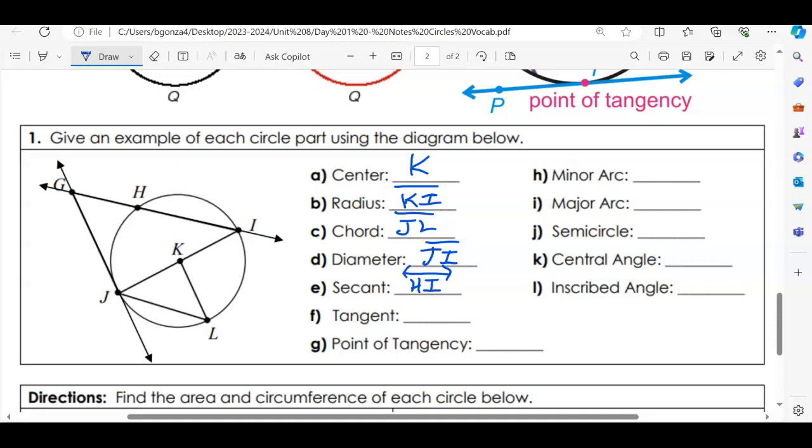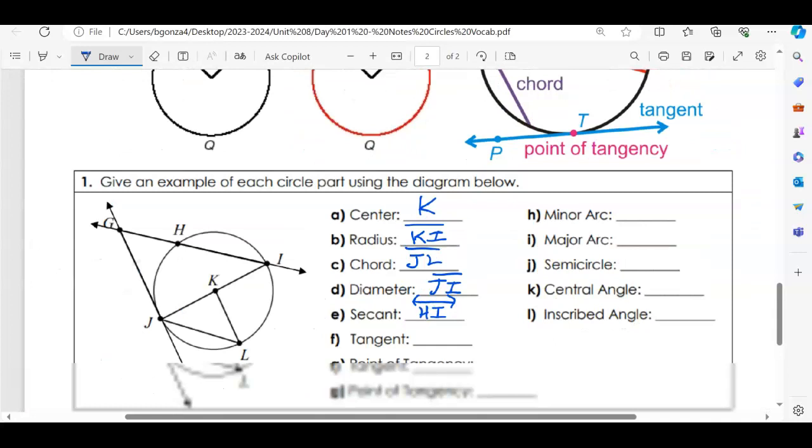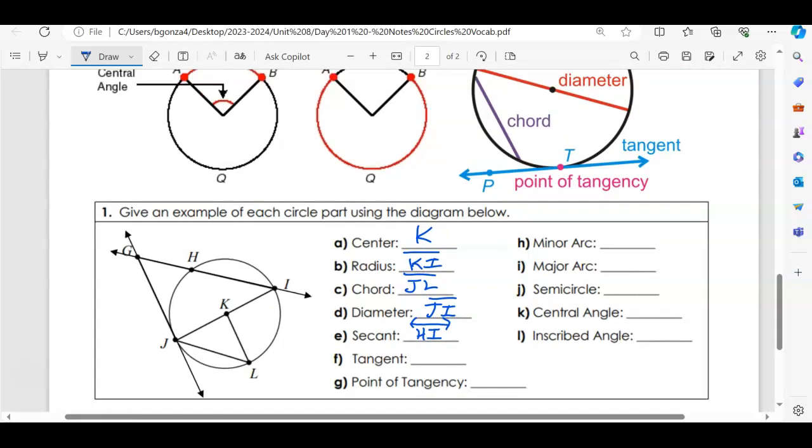Okay, well anyways, now tangent. If you look at this picture, do y'all see it's in blue up here? This tangent, pay close attention so you can answer that question. Ready? How many times does this line touch this circle?